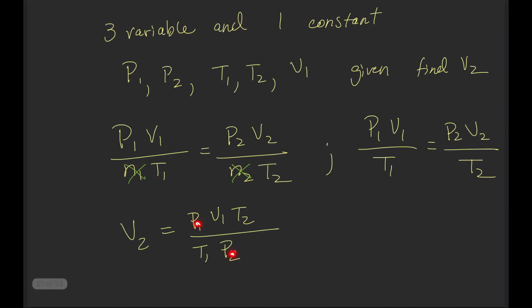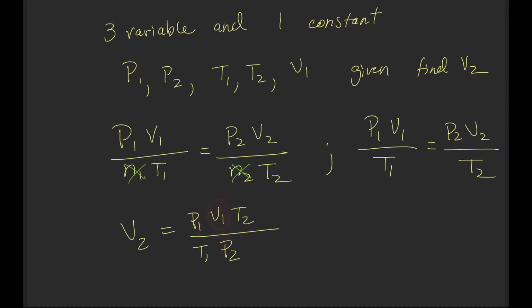P1 and P2, once again, can be in any units as long as they're the same. T2 and T1 must be in Kelvin. If you don't do it in Kelvin, and use Celsius or Fahrenheit or any other unit, you'll get a number, but it's not going to be correct. V1, this can be in any unit as well.